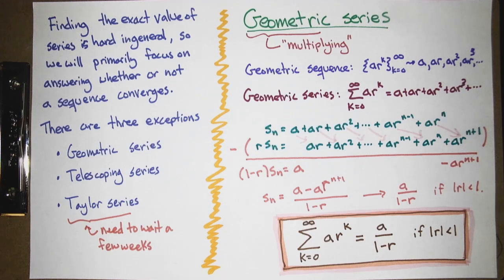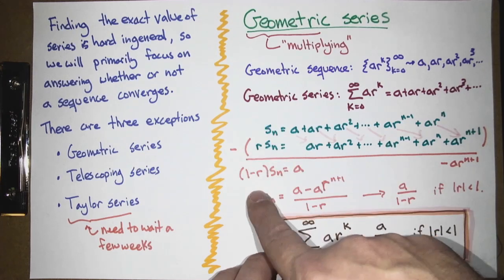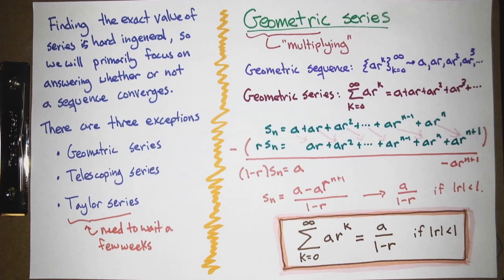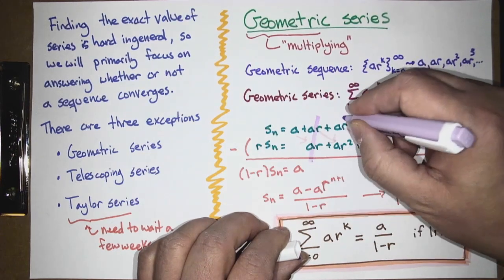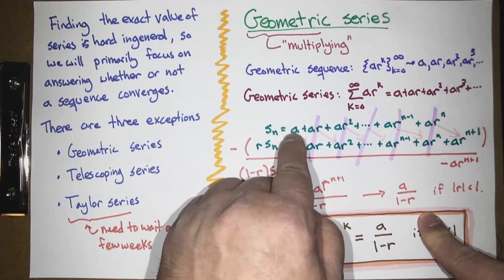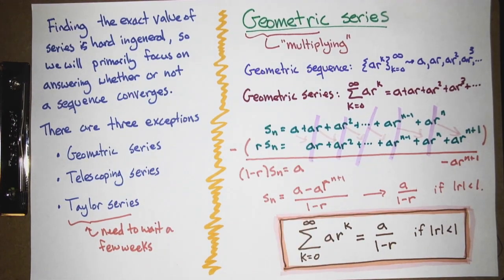And now, because there's so much overlap, when we subtract, we'll get 1 minus R times the nth partial sum is equal to, all these terms cancel except the very first term A, and subtract the very last term, minus AR to the power n plus 1. So our nth partial sum is very simple to write.